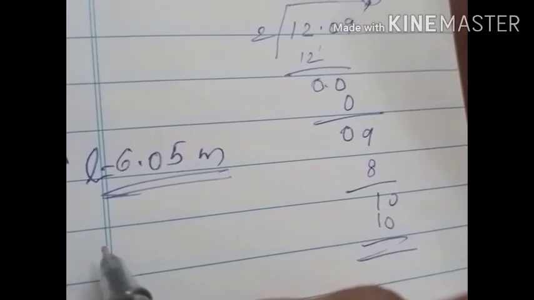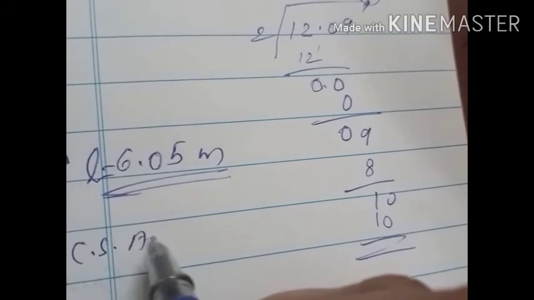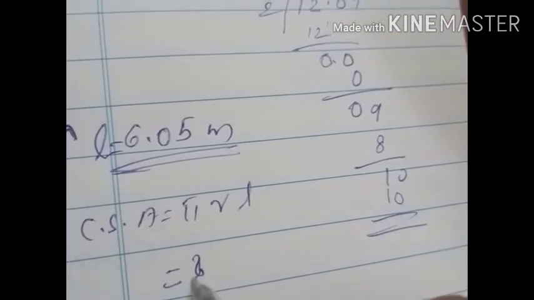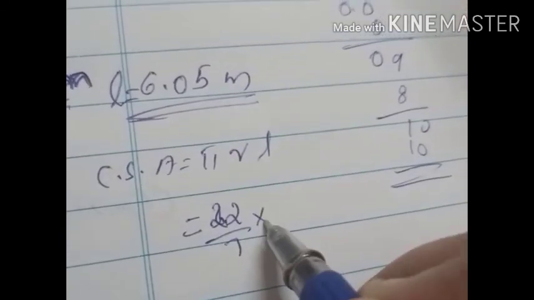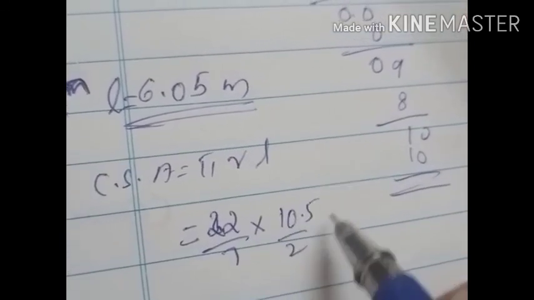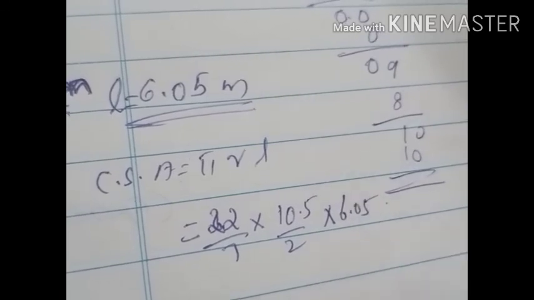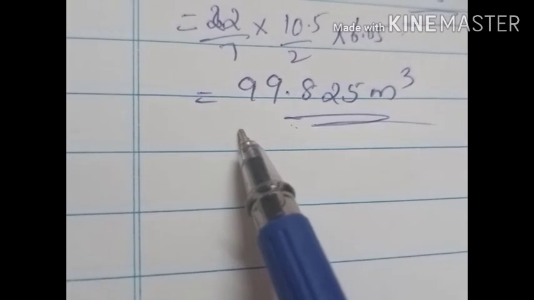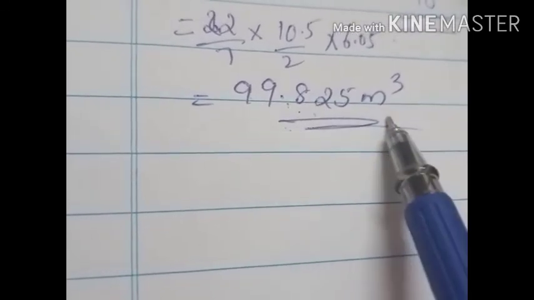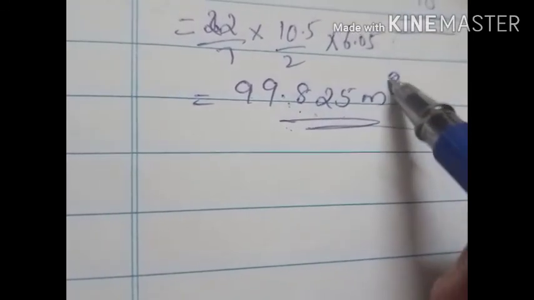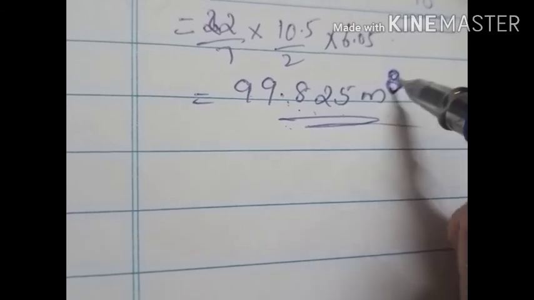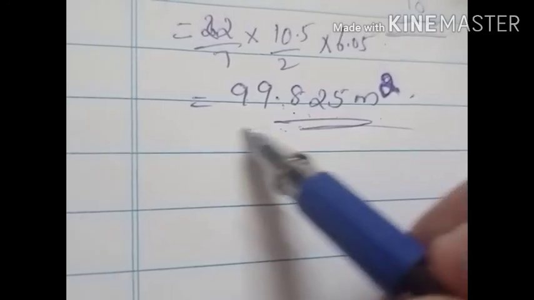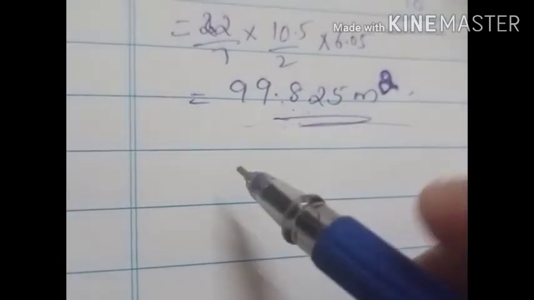Then we have to find the CSA. CSA equals pi r l. That is equal to 22 by 7 into 10.5 by 2 into 6.05. When you simplify this, you will get 99.825 meter square. That is the CSA. That means this much canvas is required to cover the heap.